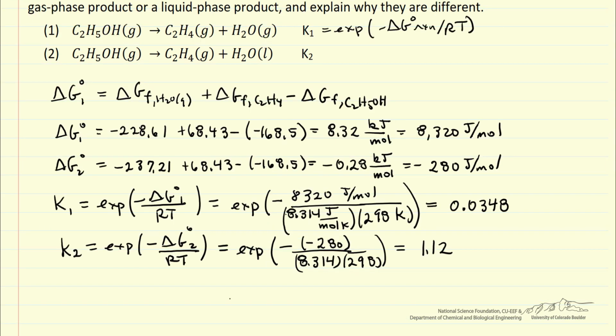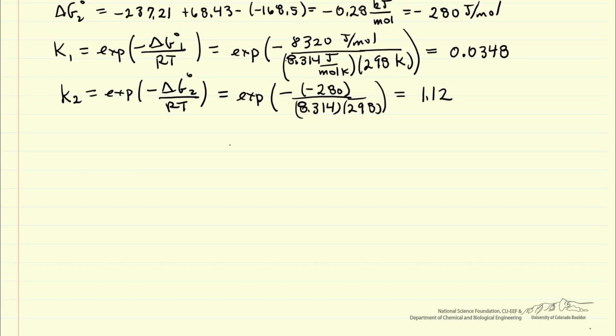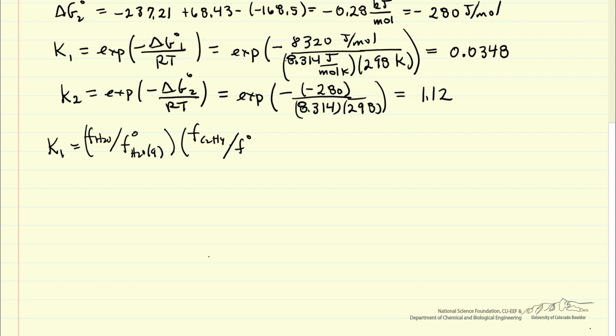These values are different, so let's look at why they're different. I can write the equilibrium constant for the first reaction in terms of the fugacity of water at equilibrium, divided by the pure component fugacity of water as a gas at 1 bar pressure, ideal gas, and likewise the fugacity of ethylene divided by the pure component fugacity of ethylene as a gas, also at 1 bar pressure. And here we have the fugacity of ethanol at equilibrium divided by the pure component fugacity of ethanol at 1 bar pressure.